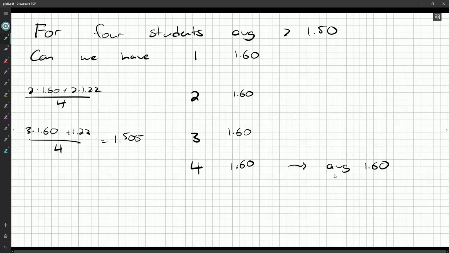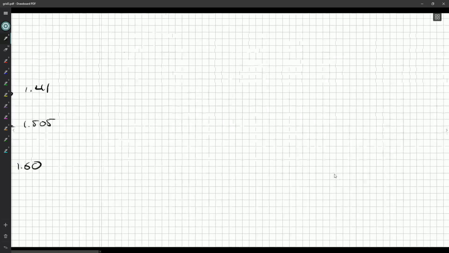But let's just check. 1.60 and 1.22 gives an average of 1.41, so obviously you can't do it for 1 either. So if I'm going to have 4 students in a row, I need to have 4 of them be the tallest type of student, or 3 of them be the tallest type of student. You can't do it with 2, you can't do it with 1. So that's an interesting constraint.